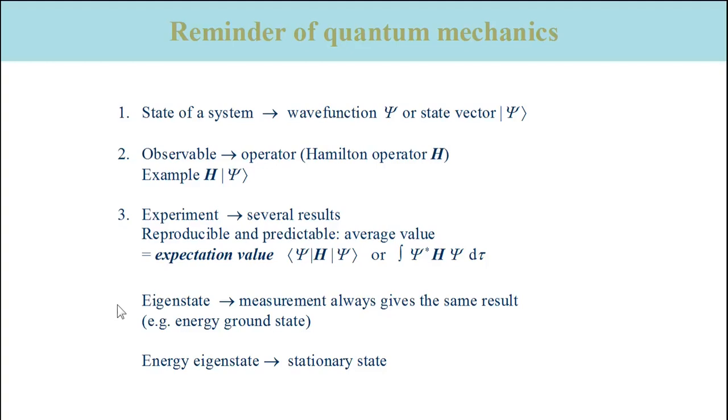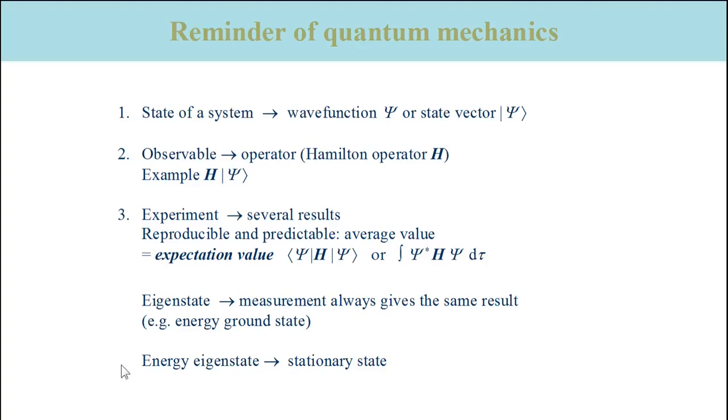In special cases, an experiment always gives the same result. Then the system is in an eigenstate before and after the measurement. More precisely, the system is in an eigenstate of the operator that represents the observable being measured. For example, if an energy measurement always gives the same result, then the system is in an energy eigenstate. In other words, it is in an eigenstate of the Hamilton operator. And the result of the measurement is the energy of the system.